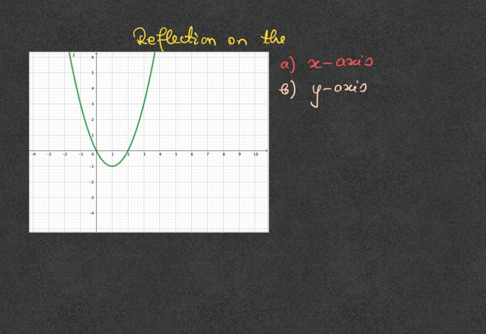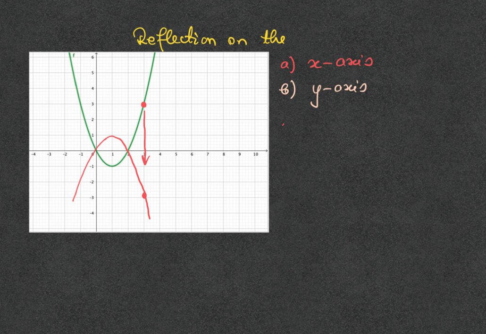Let us look at the reflection on the x-axis. Imagine what this curve would be if you reflect it on the x-axis. And it will come out like that, right? Something like this. So the point here will be reflected onto a point somewhere here.